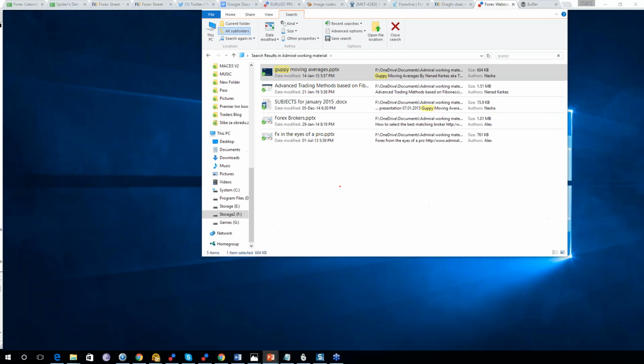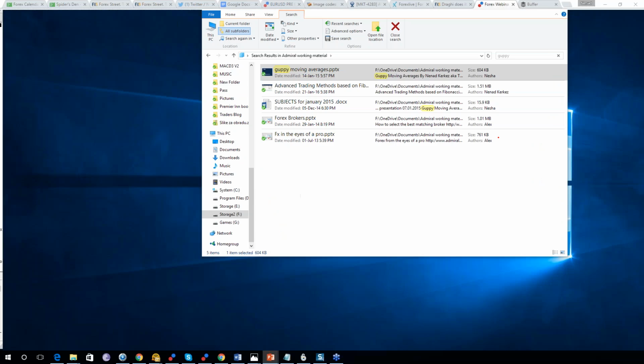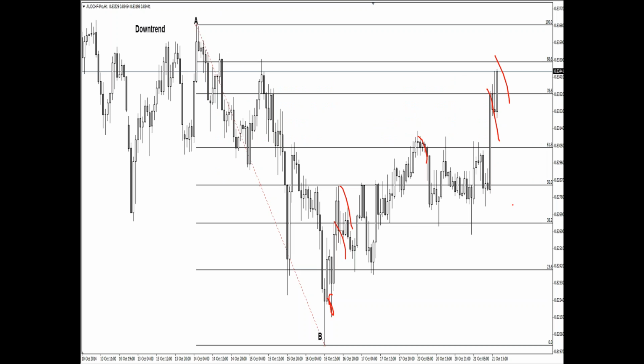38.2 reaction, 50 reaction, 61.8 reaction, 78.6 reaction, probably 88.6 too. So the price should always react. But I really prefer 78.6 and 88.6, and occasionally, yes, I also love 61.8. I cannot say I'm not a fan of 61.8. But sometimes we can really get a better price with the deeper levels. It's risky, I know, because you are waiting for 78.6 and you might miss a trade.